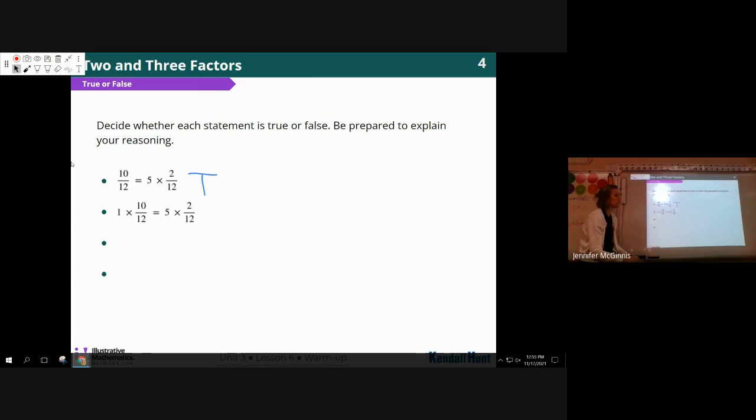1 times 10/12 would be 10/12 because 1 times everything is itself. And then 5 times 2 equals 10. And we leave the denominator the same, so 10/12. True or false? True. Very good. Who agrees? True or false?